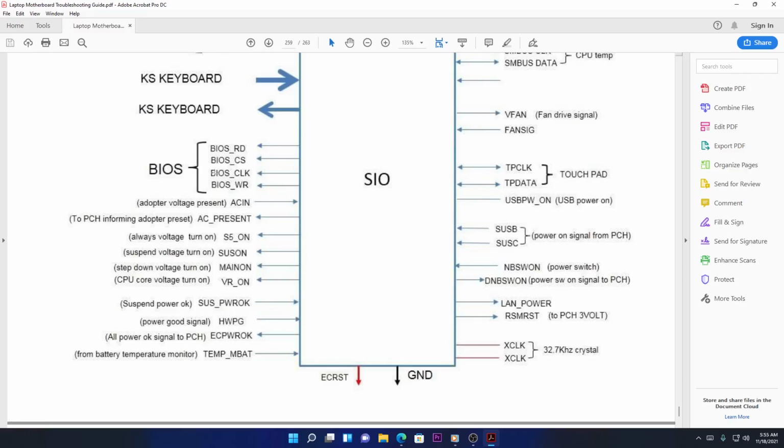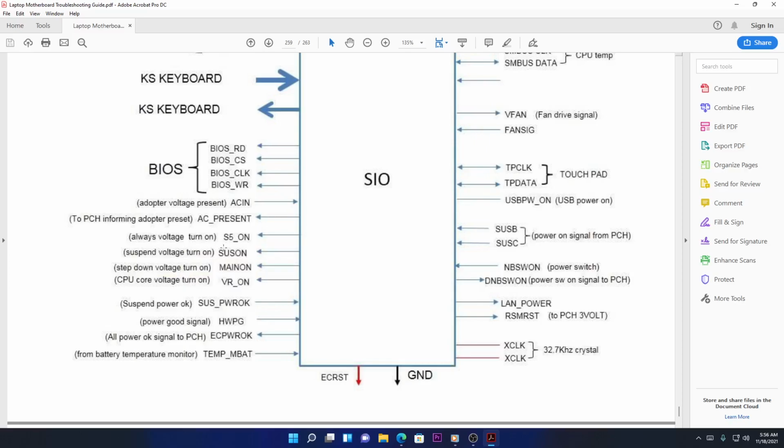And one more important thing: the Super IO chip needs to detect what? The adapter through AC in. It needs to report to those MOSFETs and the charging chip. It needs to send the signal straight to the startup chip saying that the AC has been connected. So PCH informing the adapter AC present. It means the Super IO chip will send a signal out to the PCH, informing the PCH that the adapter is present.